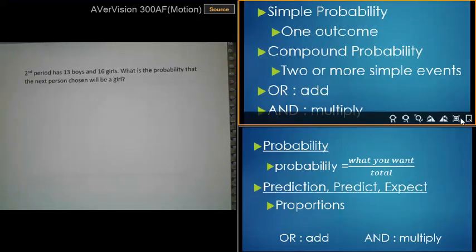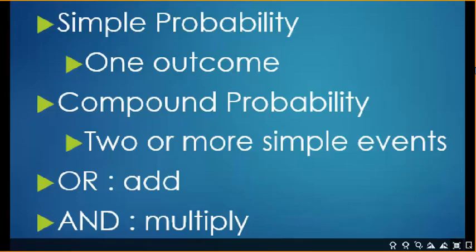Now there's two different types of probability. We have simple probability, which is when there is one outcome, meaning if you are flipping a coin, that's one outcome. For compound probability, you have two or more simple events happening at one time. So for instance, flipping a coin and rolling a dice would be a compound probability.